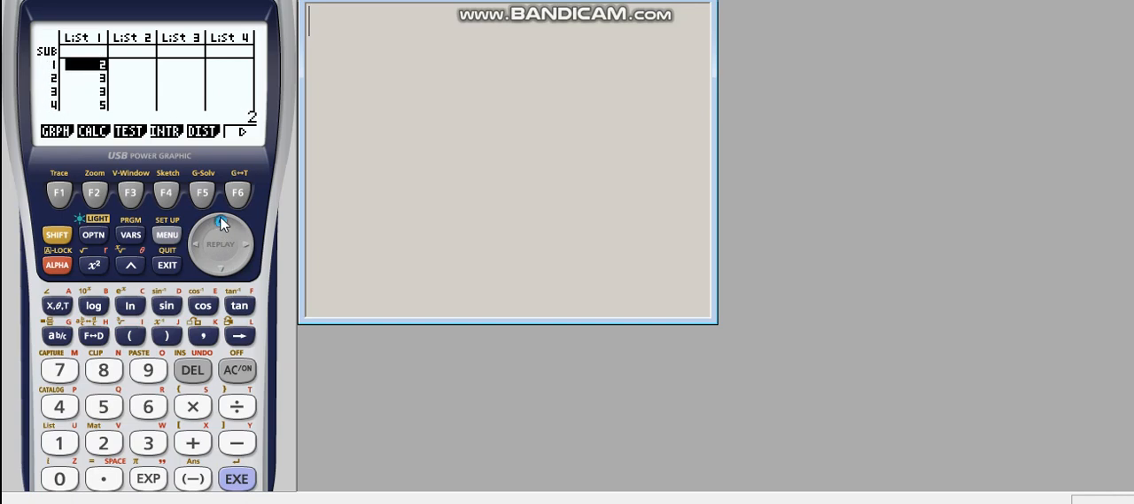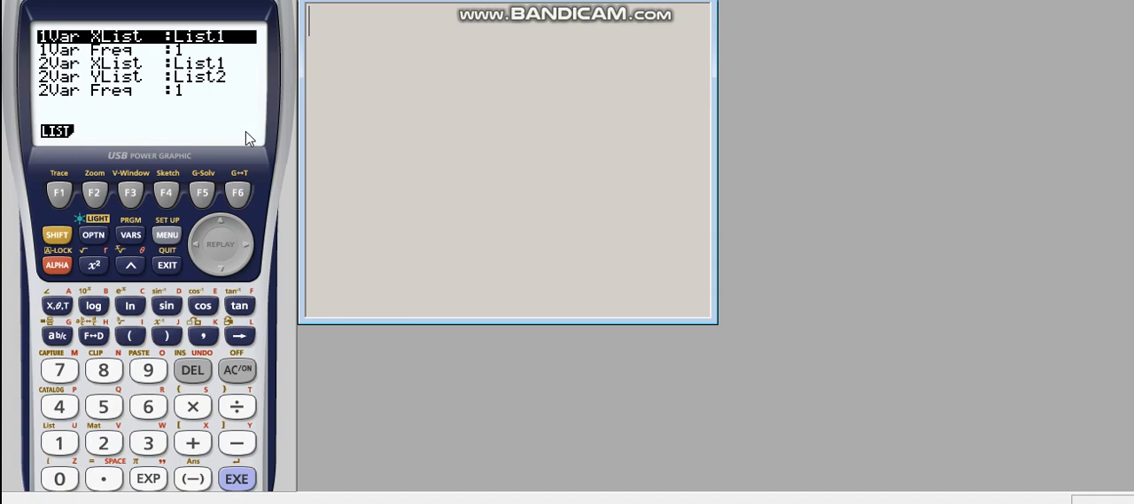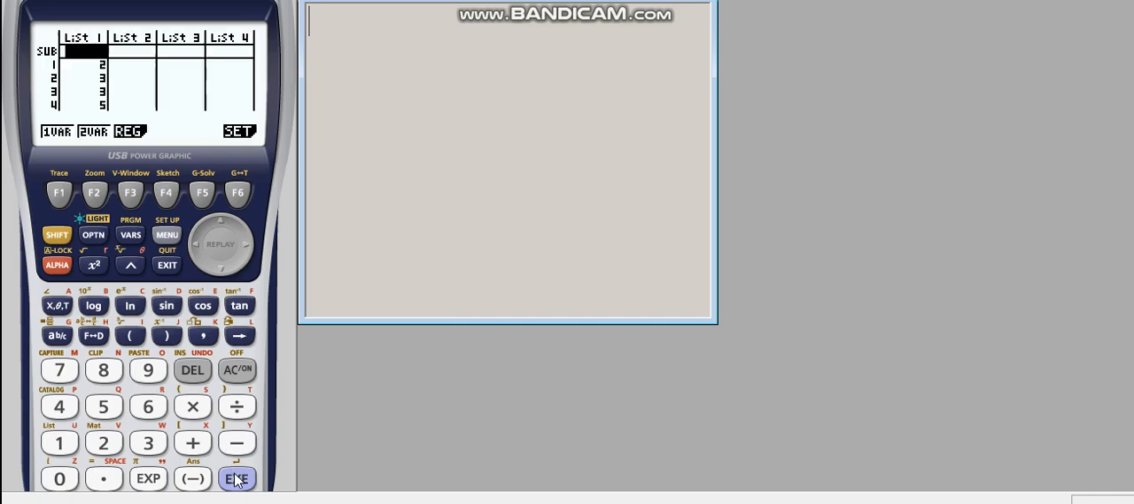Okay, now I'm going to calculate for this one. Okay, so I'm going to press calc. Now I need to check that my calculator is set up properly. So if I come to here, I want to check, first of all, that my data is in list 1, because that's where I've put it, yes. And secondly, that my frequency is set at 1. I've only got 1 of each number, and that's okay there. Okay, so that's okay, so I can press execute.